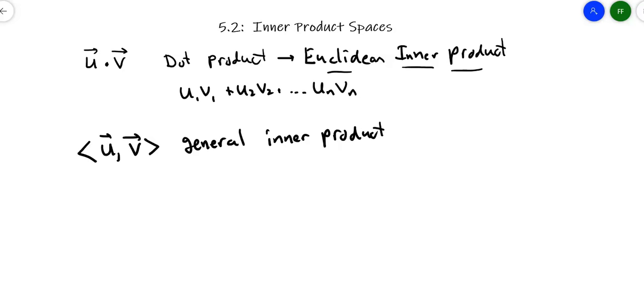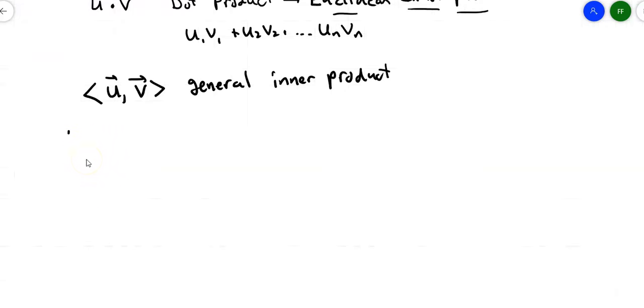So an inner product follows these four rules. The first one is that it doesn't matter which way I perform that inner product operation, I should get the same thing. So an inner product like this is the same thing as putting the v first and the u second. It doesn't matter the order that I do the inner product, I should get the same thing.